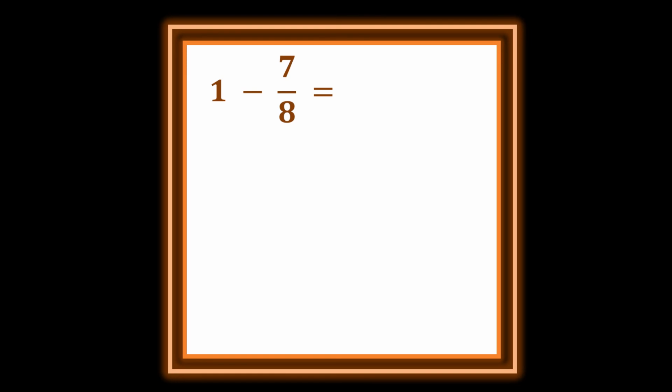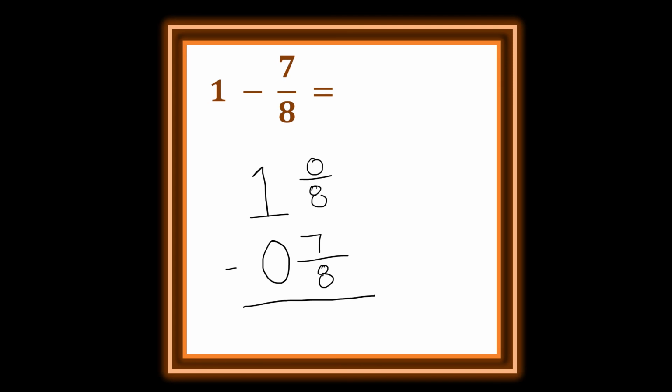Next, 1 take away 7/8. So I'm going to write my problem 1 and then 7/8. Now I need to add some zeros for placeholders. I'm going to put a 0 here. And here I have nothing for my fraction up top. So I'm going to make it 0, and I'm going to use 8 so I have a common denominator.